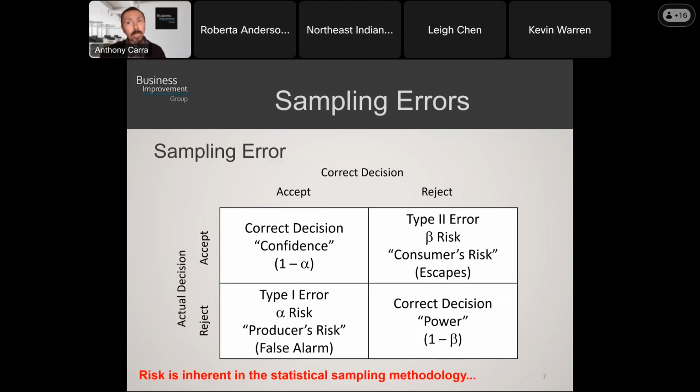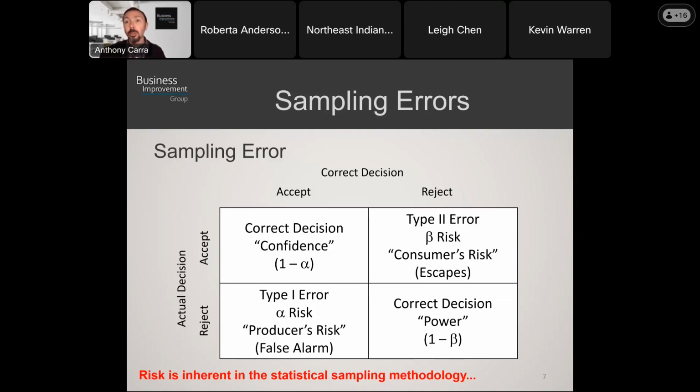Let's talk about when we get it wrong, when we get it incorrect, or when we create an error because of sampling. I make a decision to reject when I should have accepted. We call this the type 1 error. It's my alpha risk. And alpha is just the number that we use to assign a numerical value to the risk that I'm willing to take on. We call this the producer's risk, or the false alarm.